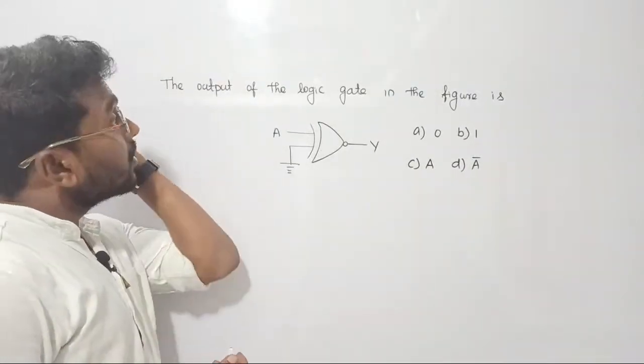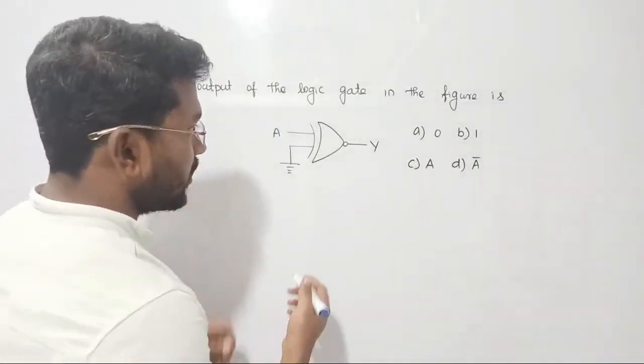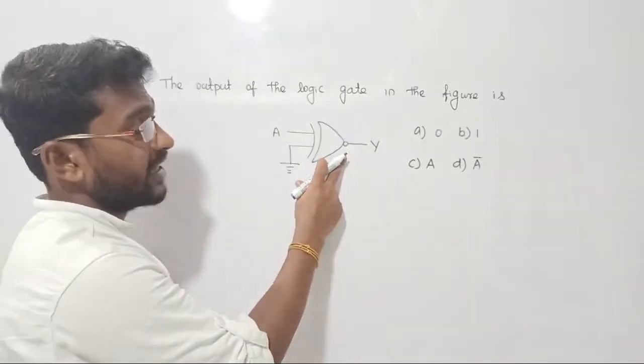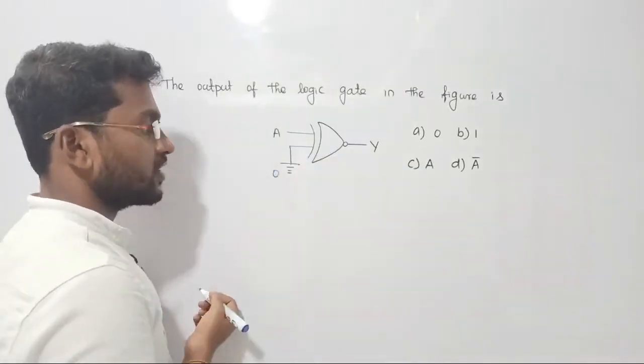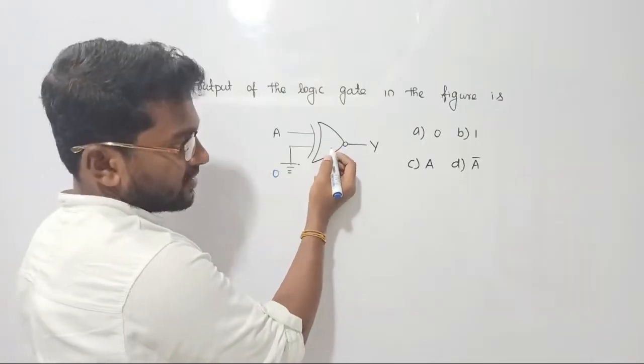So let's take it. What have they asked? The output? Okay, fine. What is this actually? What is this? X. This is what? Anyway, this is 0 first. Let me conclude. This is what? This is an X NOR gate, right?